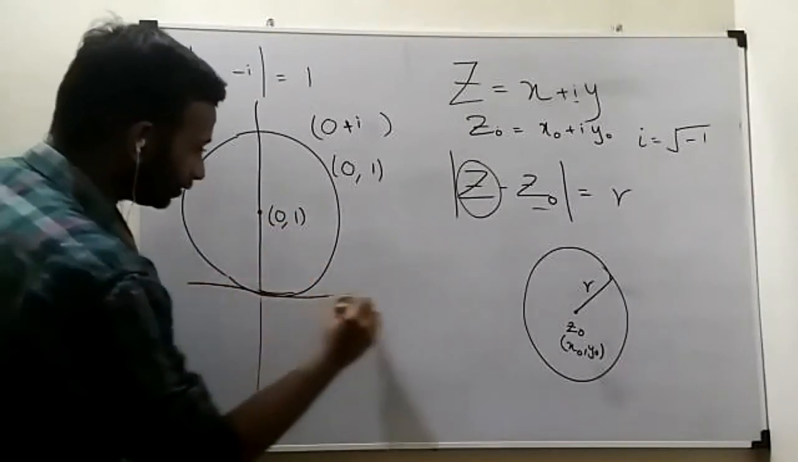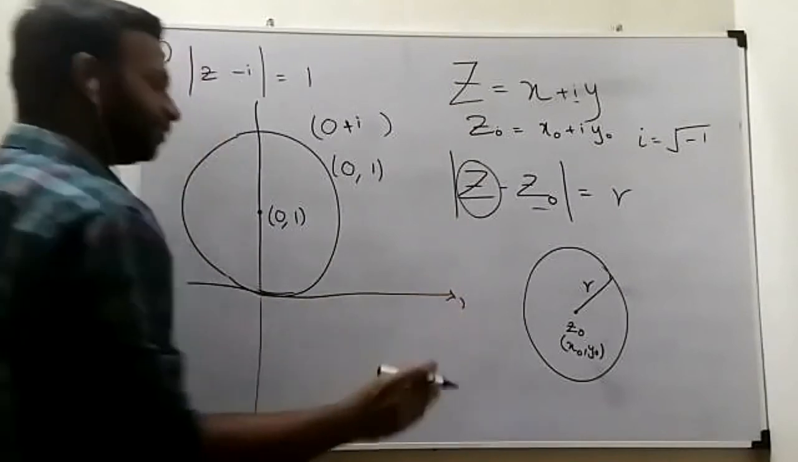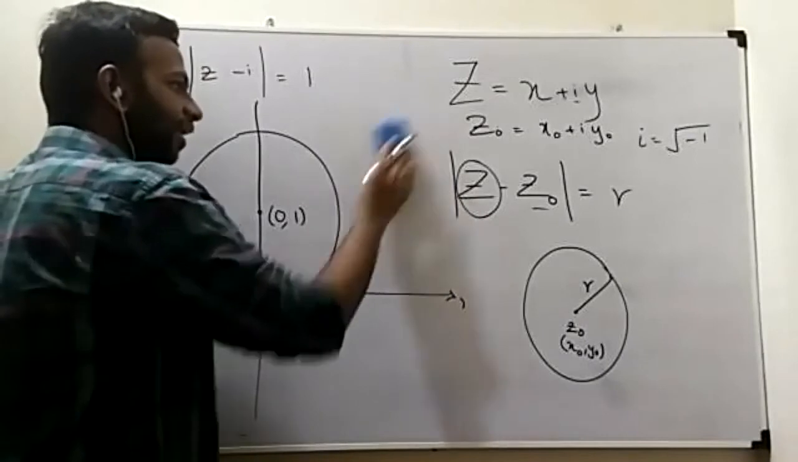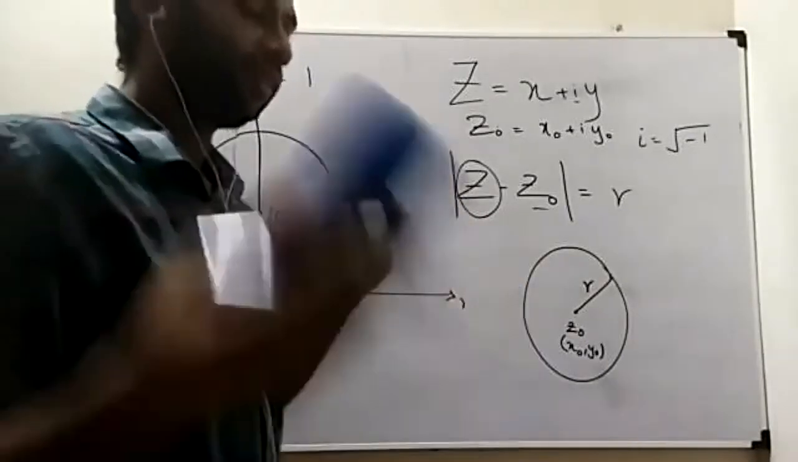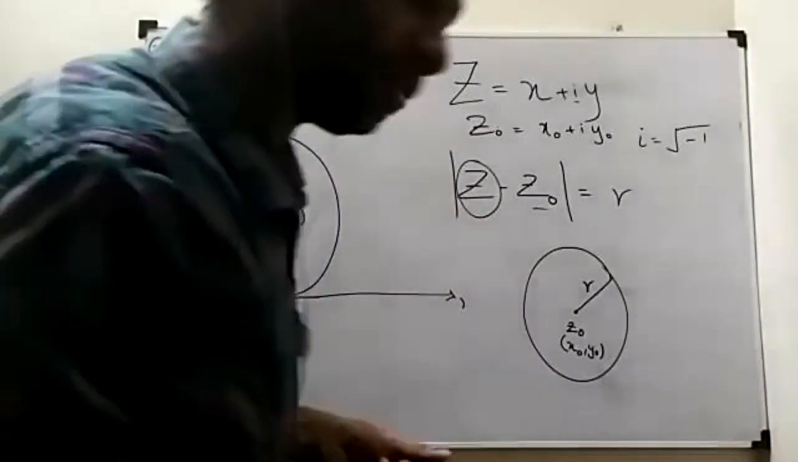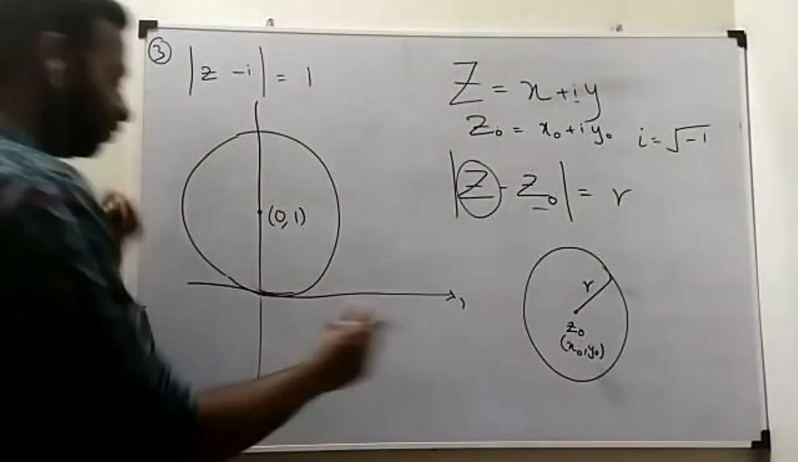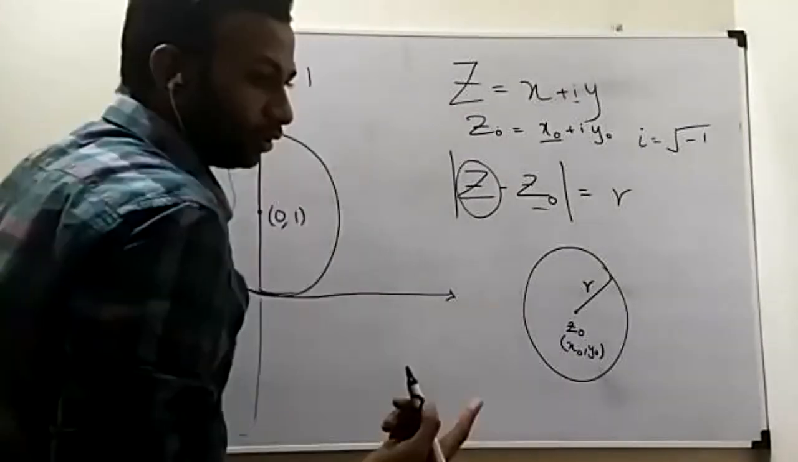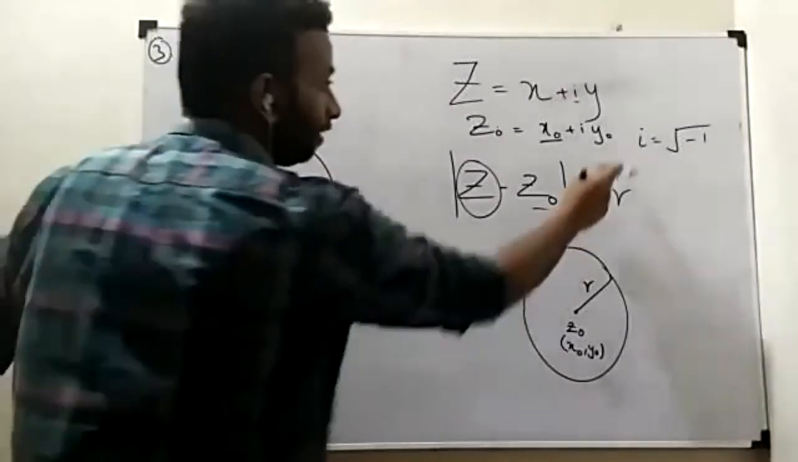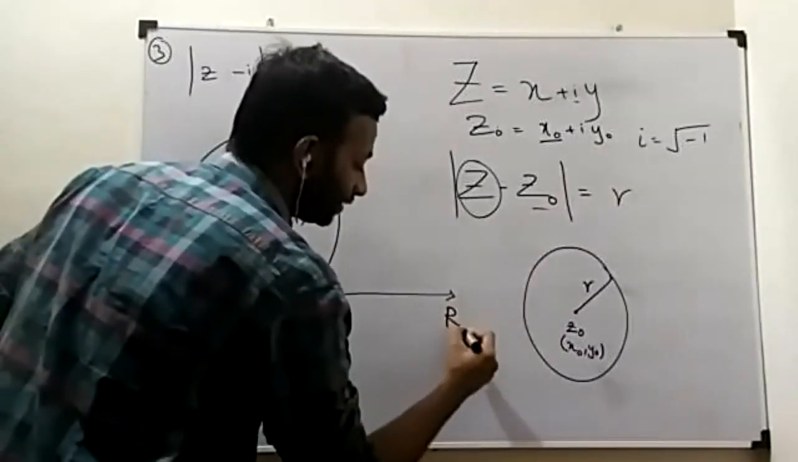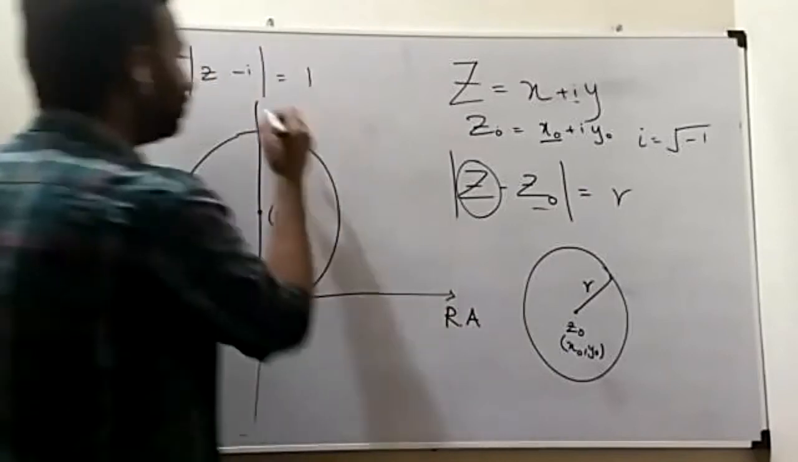So this is the x axis. No, there's no x axis and y axis in an Argand diagram. An Argand diagram is a diagram that represents a complex number. The x part represents the real part of the complex number, and the y part represents the imaginary part. So we call it the real axis, and this would be the imaginary axis.